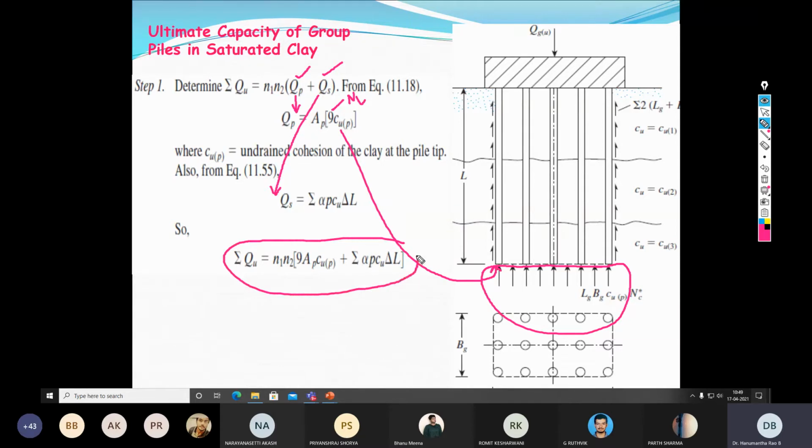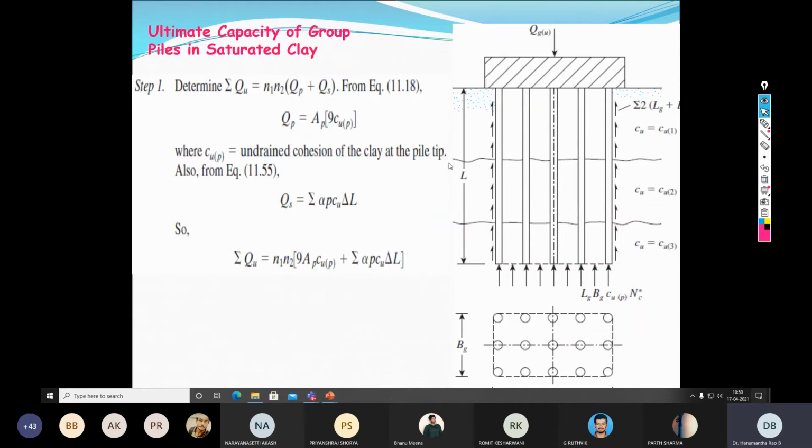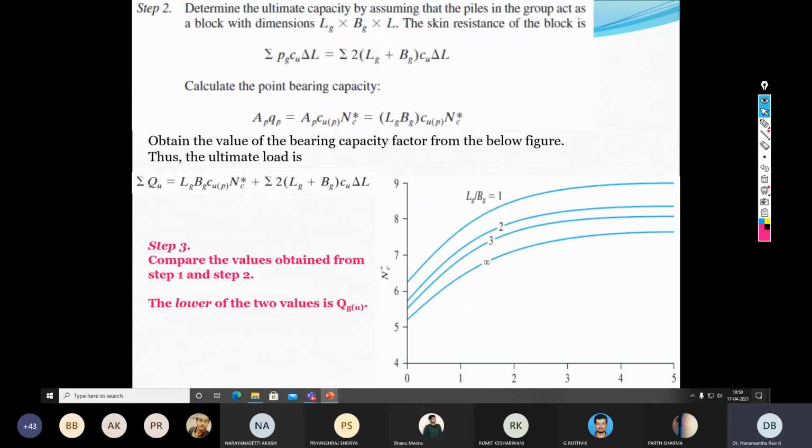Now let us try to have a comparison. So if you compare the pile capacity of the individual pile and in the pile group, the equation remained same. Just recall, the equation remained same. The only difference is the pile capacity of the individual pile is further multiplied with the number of piles in the length direction and number of piles in the width direction. So this is one way of determining the pile group capacity.